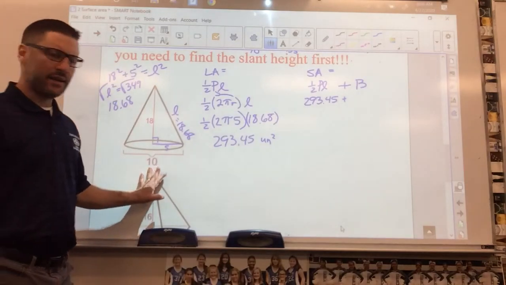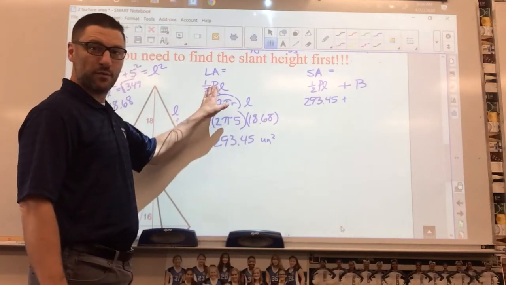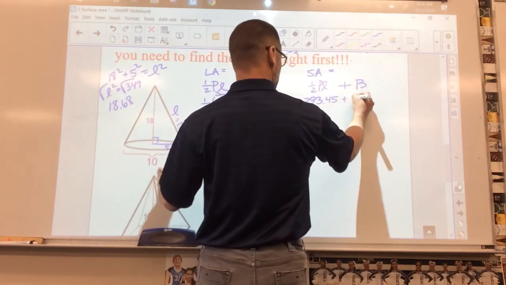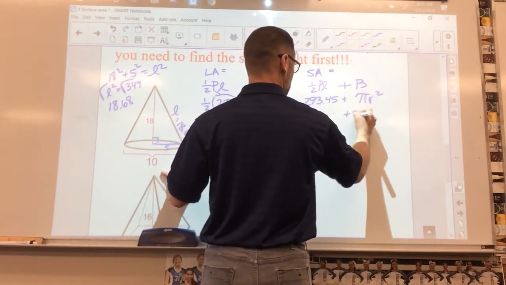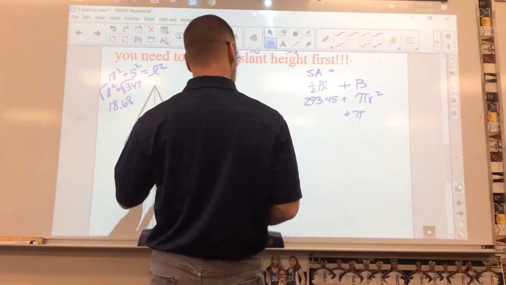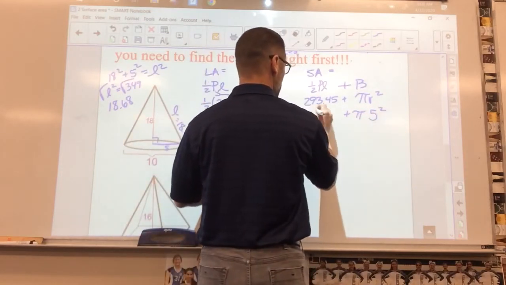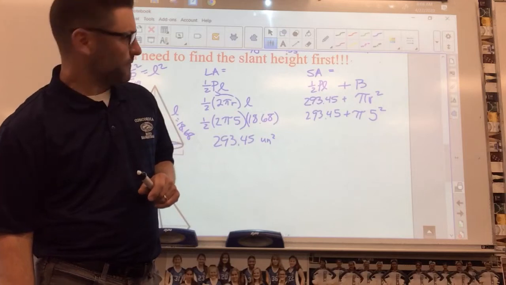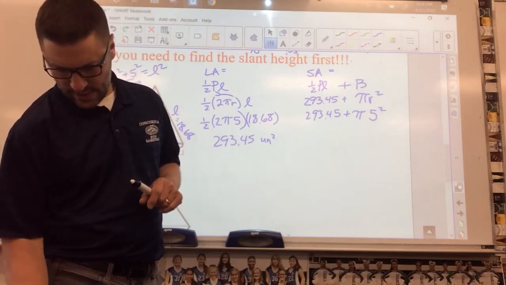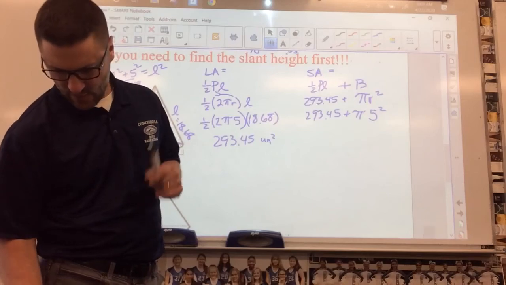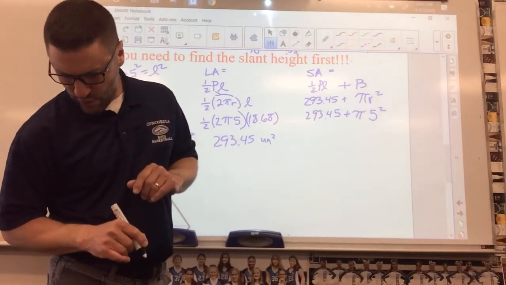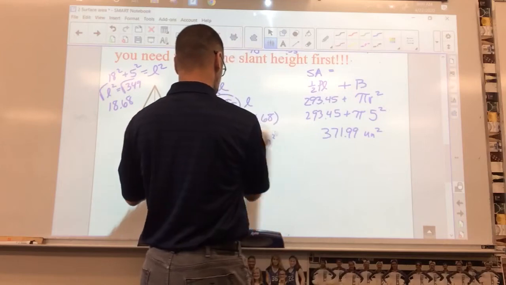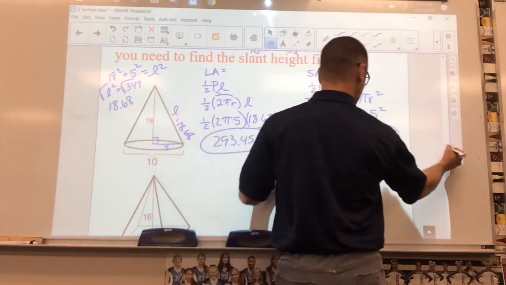Plus, well, I need the area of the base. Big B stands for area of the base, and P stands for perimeter of the base. So 293.45 plus pi r squared. My radius is 5, so pi times 5 squared. I'm going to crank that through my calculator: 293.45 plus pi times 5 squared, and I got 371.99 square units. Got the lateral area, got the surface area.